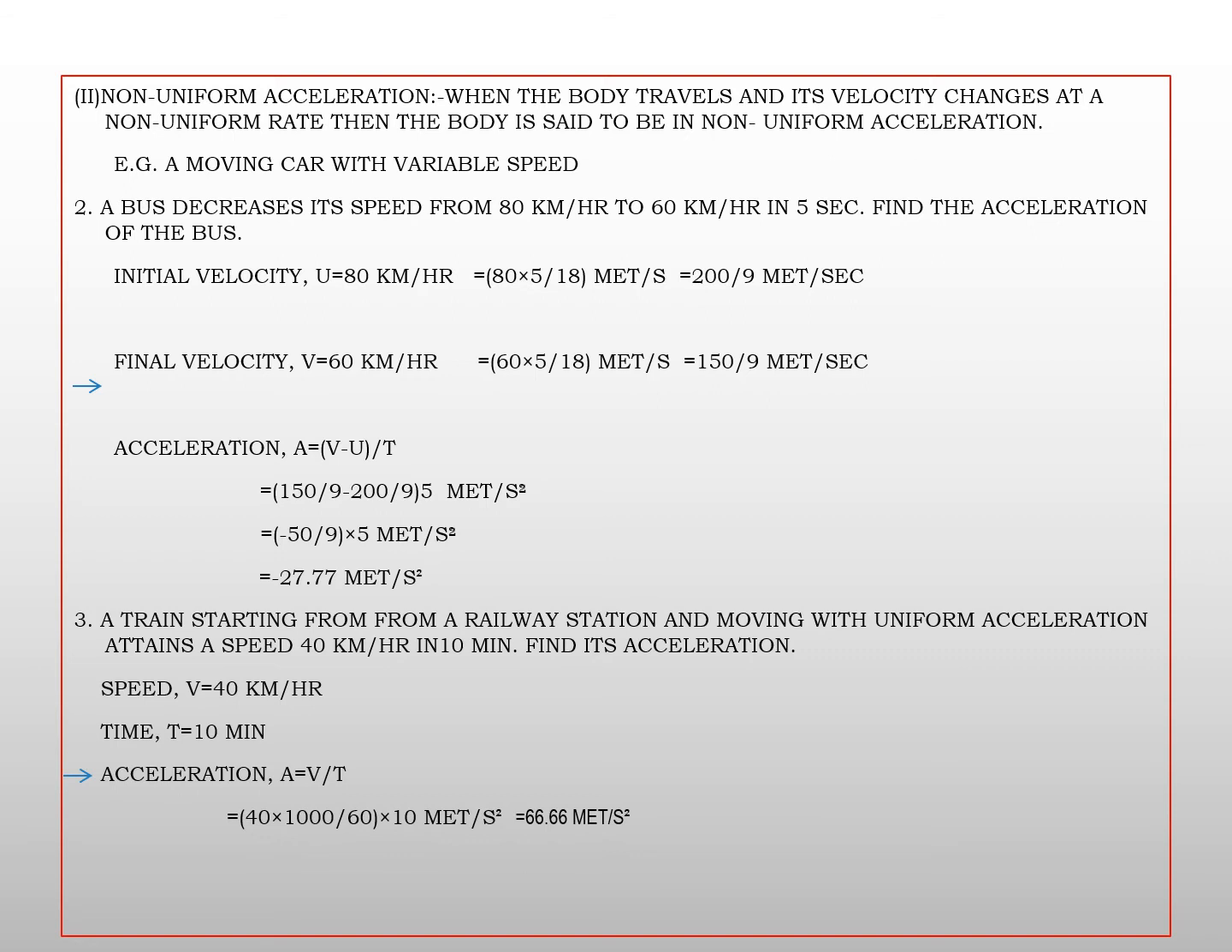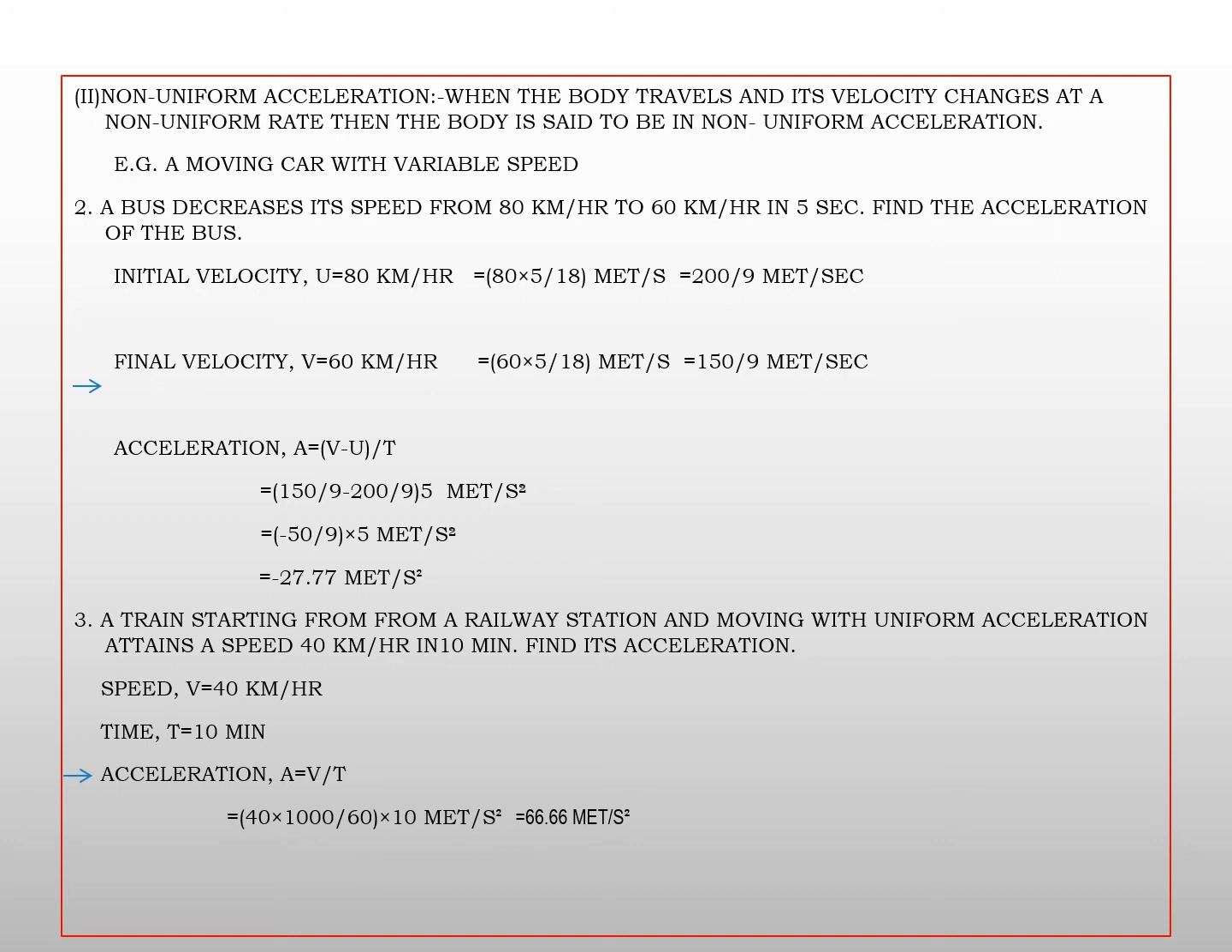Now acceleration a is equal to v minus u by t. Final velocity is 150 by 9 minus initial velocity 200 by 9, divided by time, that is 5. We have forgotten some sign here, so it will divide the change in velocity. This v minus u is the change in velocity. So after calculation we will obtain minus 27.77 meter per second square.